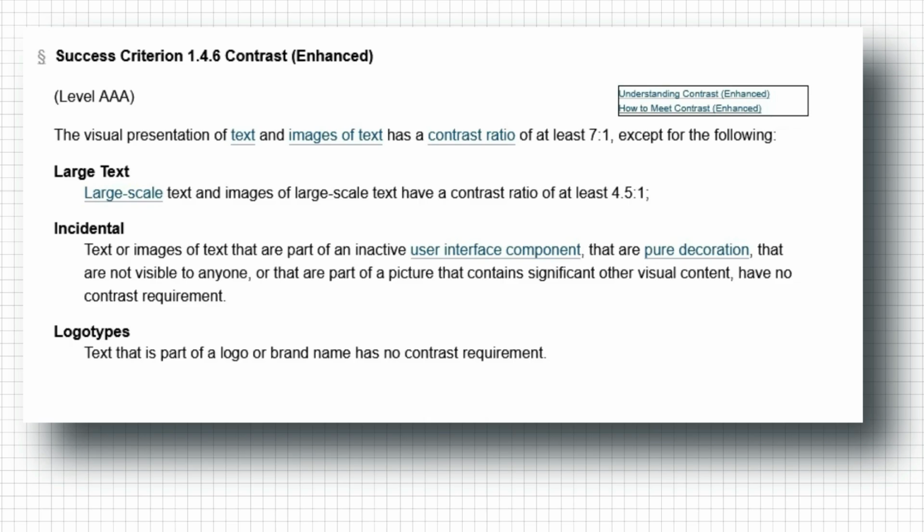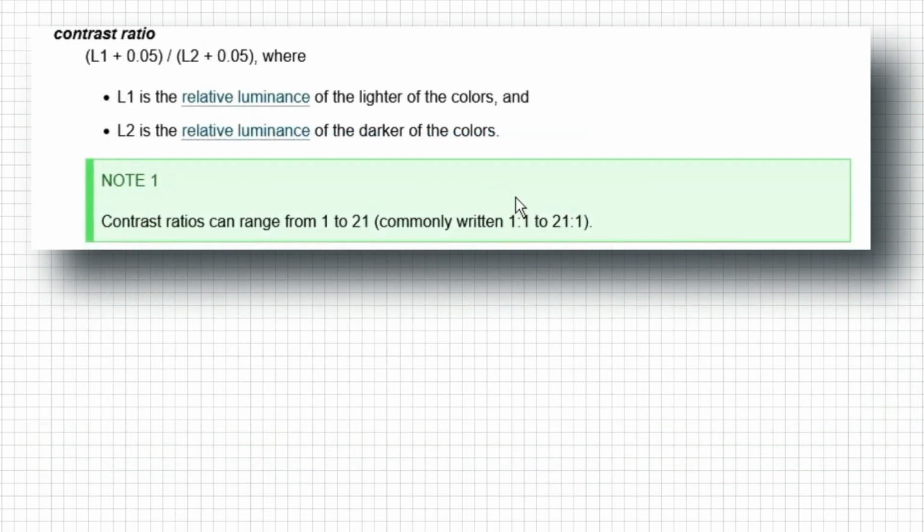Why wouldn't we shoot for that one? But how do we calculate it? If you're curious how the standard works under the hood, let's calculate it once. If you're just trying to fix your documents, feel free to skip ahead. If I click on the link Contrast Ratio, I'm brought to the contrast ratio section of the glossary. That is L1 plus 0.05 divided by L2 plus 0.05, where L1 is the relative luminance of the lighter color and L2 is the relative luminance of the darker color.